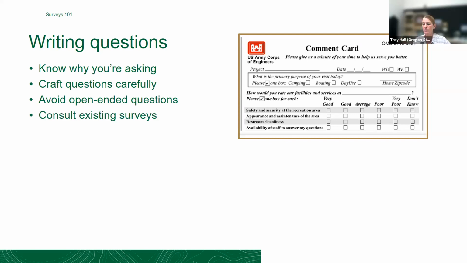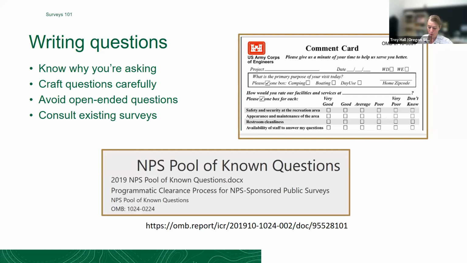I do want to direct your attention to the existence of many existing instruments. In particular, the Park Service has what's called the Pool of Known Questions. If you work in the Park Service world, we talk about this all the time. This is a compendium that's been developed over years now of questions that have been approved by the agency for use in visitor use management kinds of contexts. It's almost 300 pages long, so it's very comprehensive, but it's very well organized.